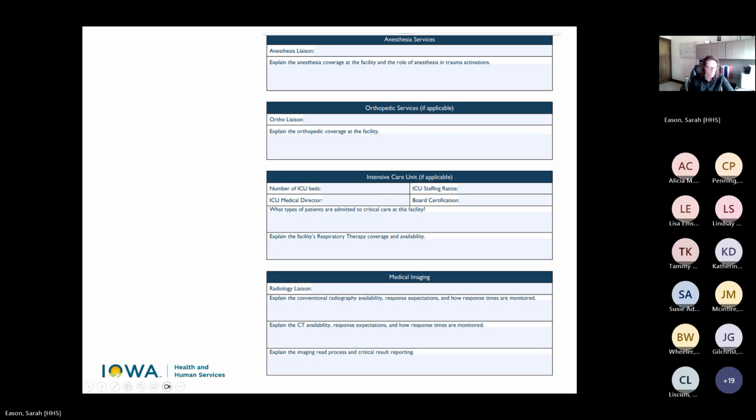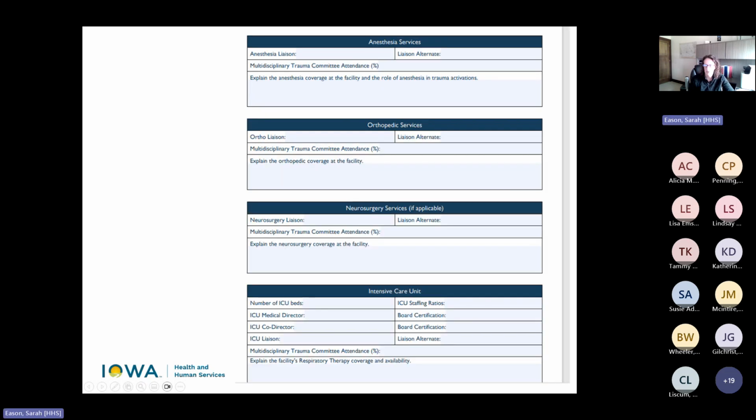Okay. Man, this is probably going to get too lengthy, so I'm going to try to speed up here just a little bit. This is the picture of the level 3, same page, but the level 3 SACA. You can see the differences right away. It asks about neurosurgery services. Neurosurgery is not required for level 3 facilities.